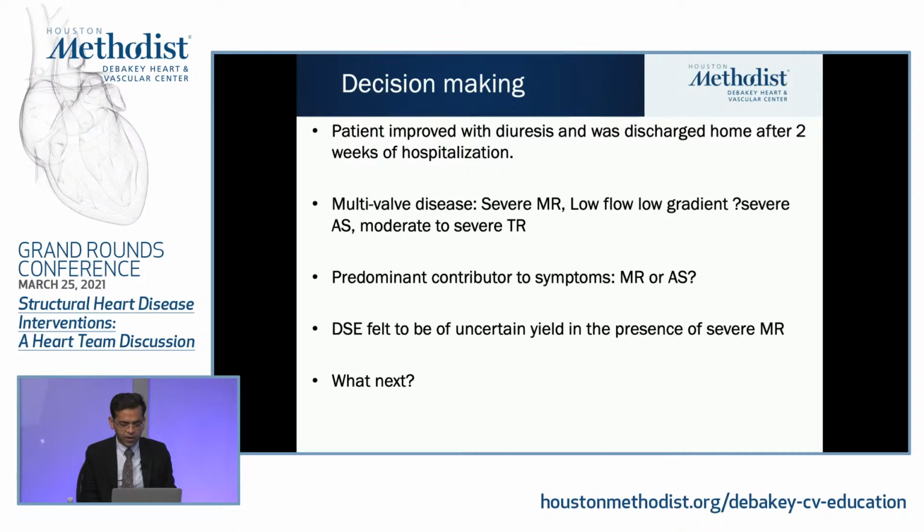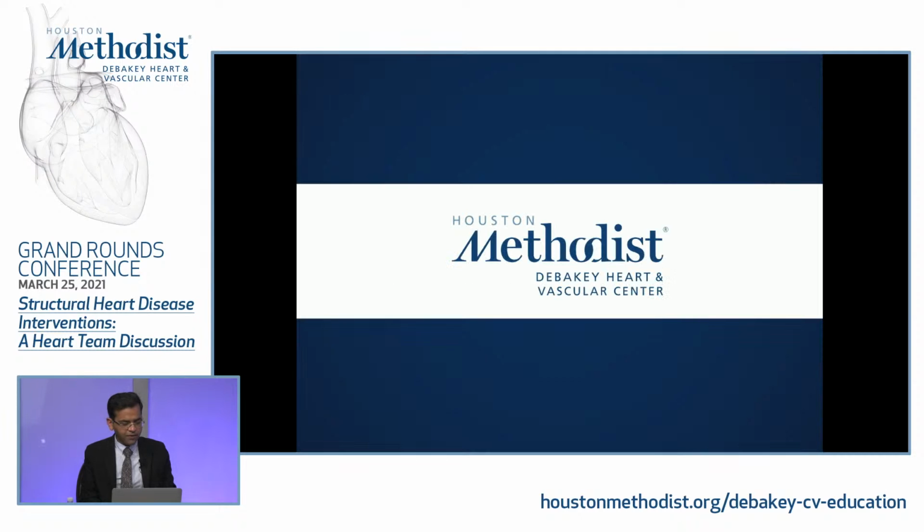Was it the MR or the aortic stenosis? As a team, we felt that a dobutamine stress echo, which is the gold standard test to distinguish true severe from pseudo-severe aortic stenosis, could be of uncertain yield in the presence of severe mitral regurgitation. So we'll just pause here to have a heart team discussion on what the next things to do are.